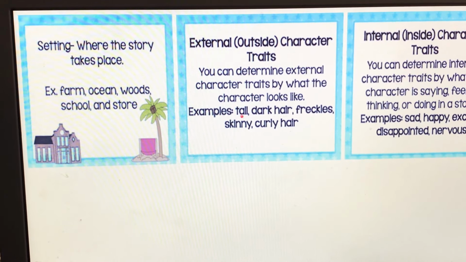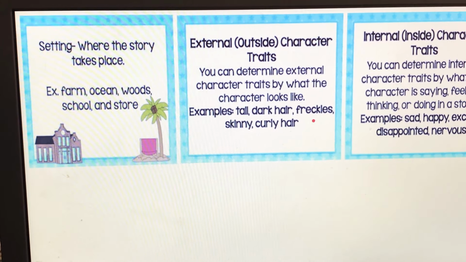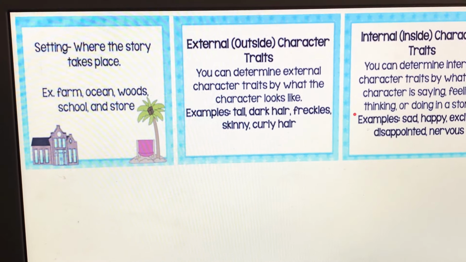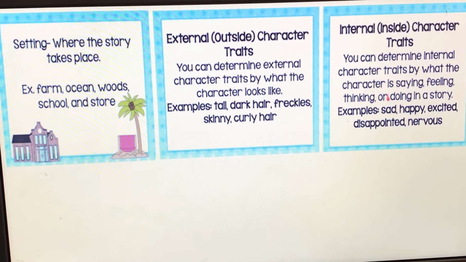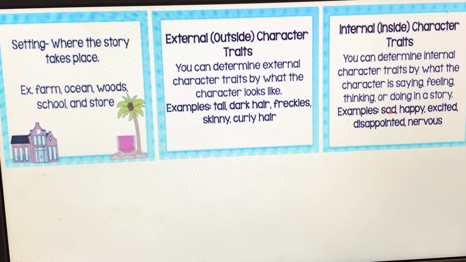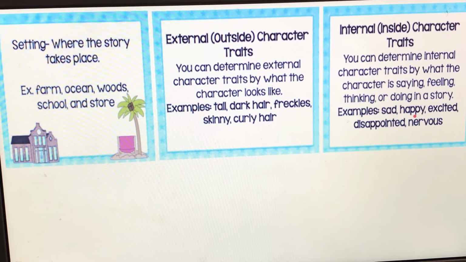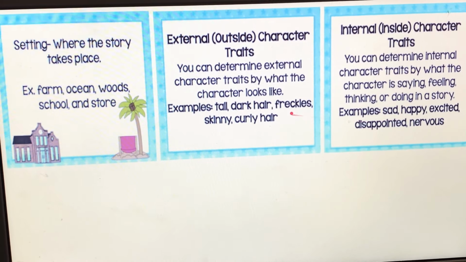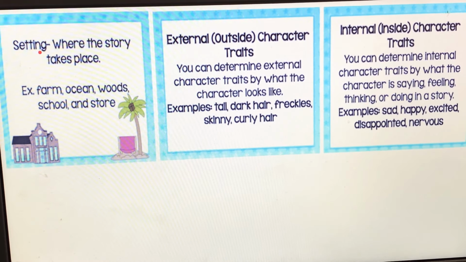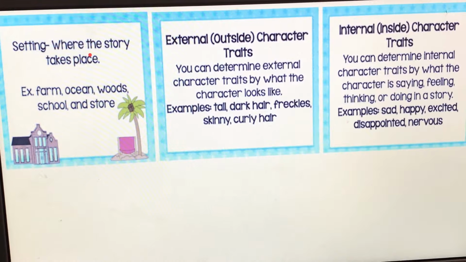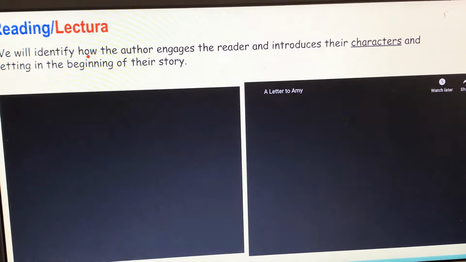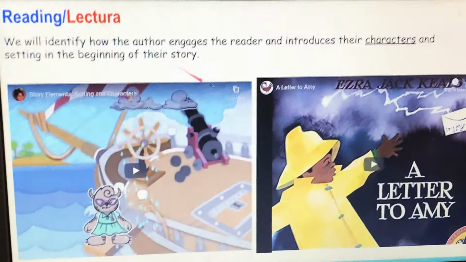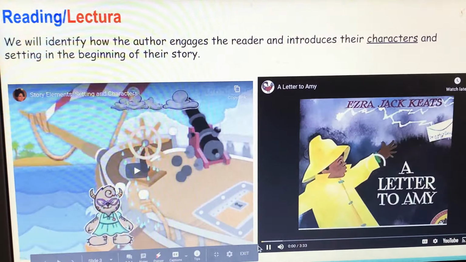They could be tall, have dark hair, freckles. And their internal character traits are how they feel on the inside. Are they sad? Are they happy, excited, disappointed? And the setting is where the story takes place. Today's big focus is looking at the beginning of our story. So let's see how the author introduces this story.